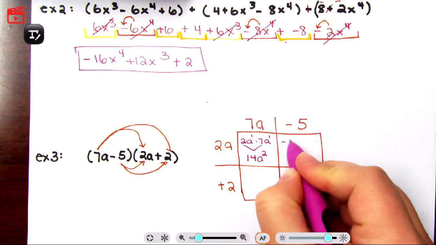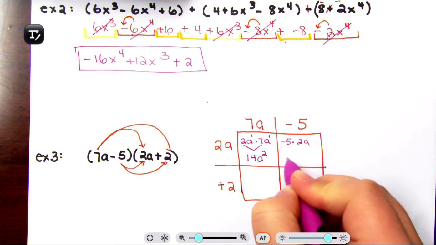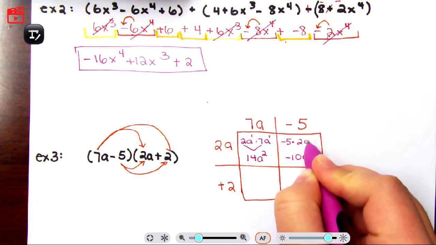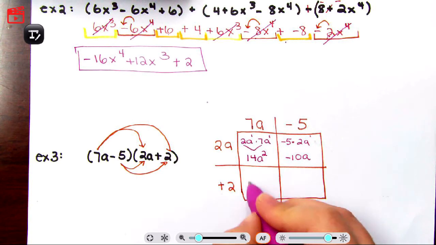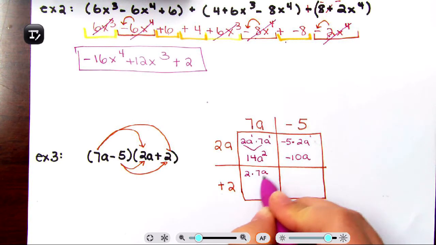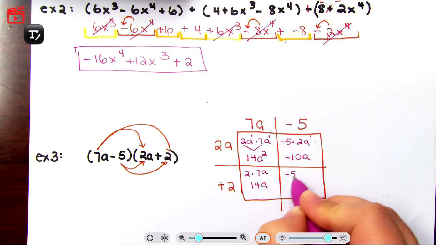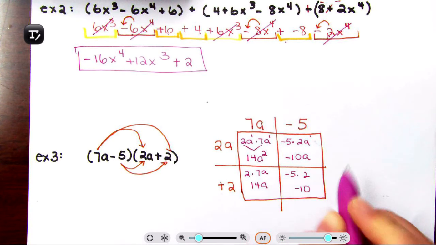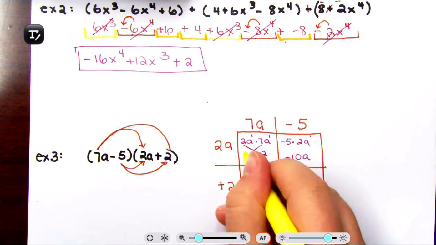Now I have negative 5 times 2a, that is negative 10a. I only have 1a, so the 1a remains. I have 2 times 7a, which is 14a. And I have negative 5 times 2, which is negative 10. This is what I have so far. I'm going to highlight it.